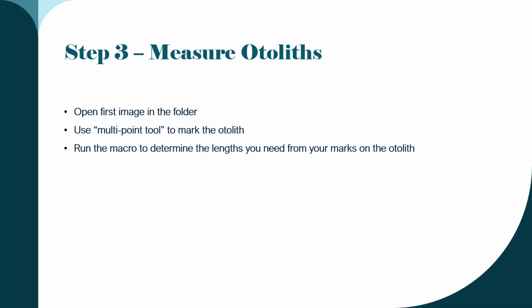Now we're ready to actually measure the distances on the otolith that we need to use for back calculating. So what we're going to do is open the first image in the folder. Then we're going to mark the focus, all the annuli, and the edge of the otolith using the multi-point tool. And once we've got them all marked properly, we can run the macro, and the macro will do all the math to determine the lengths from the focus to each of the annuli, and the length from the focus to the edge of the otolith. Those are the values you need for back calculating. And then we'll move on to the next image.